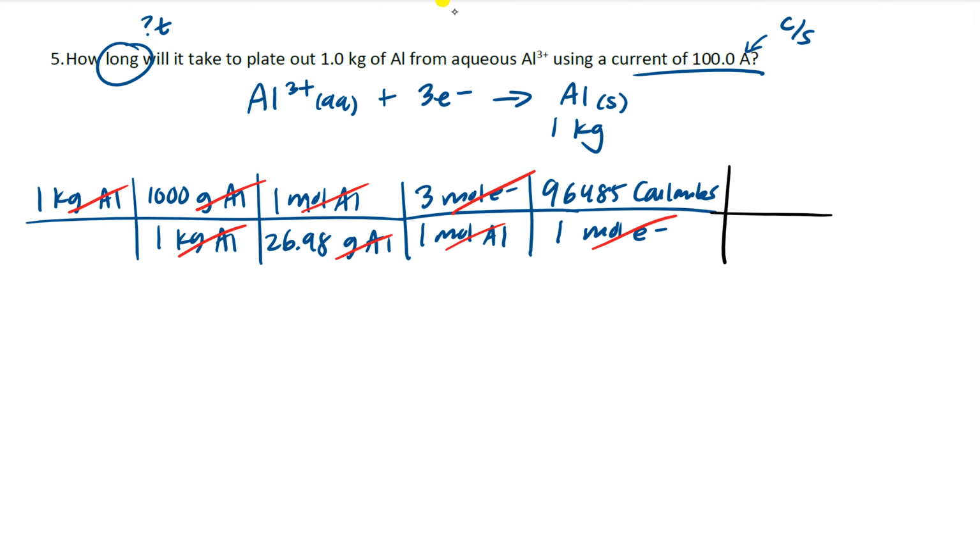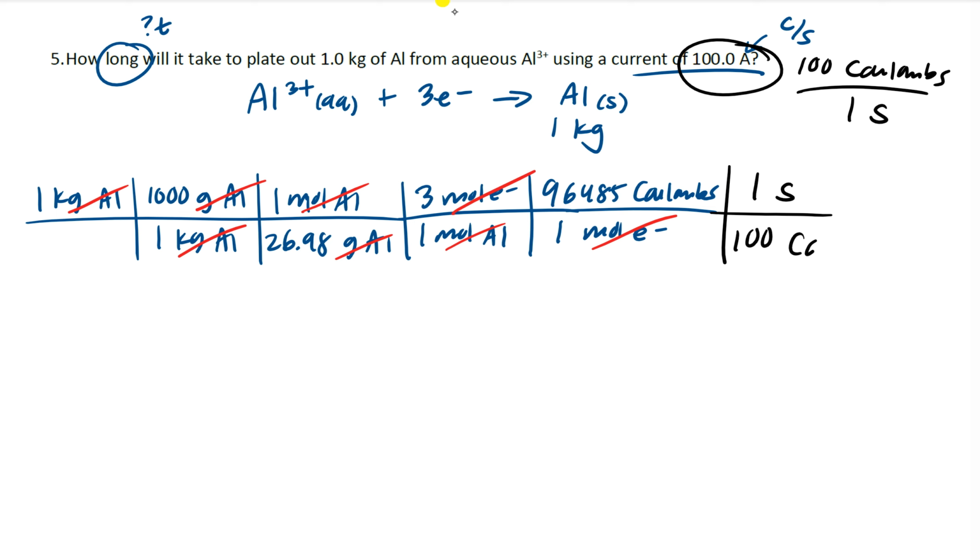Okay, so we want to convert those coulombs over to time. And the key here is using the current measured in amps as that conversion factor, because that's really coulombs per second. So if I know that the current is 100 amps, that's really 100 coulombs per 1 second. So use that in dimensional analysis. I'm going to have to put the 1 second on the top and 100 coulombs on the bottom because I need those coulombs to cancel out. And I have seconds, which is a unit of time here on the top.